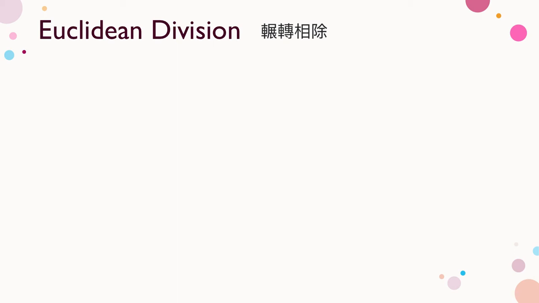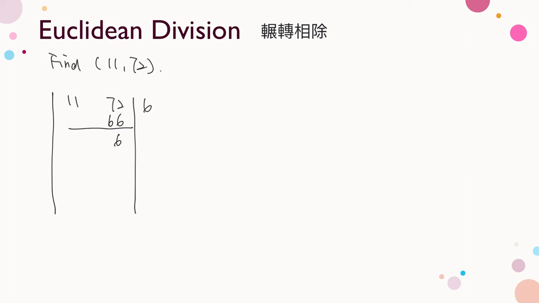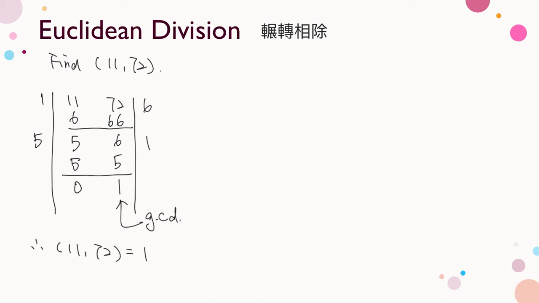In notation, rewrite. First, divide 72 by 11. Then, divide 11 by 6. Divide 6 by 5. Divide 5 by 1. The last non-zero remainder is the GCD. The answer is 1. That is, the GCD of 11 and 72 is 1. I think this answer is obvious before calculation. Why bother with the troublesome division?